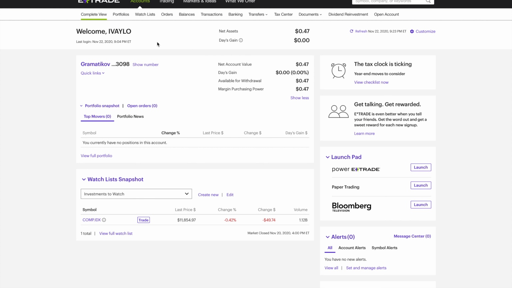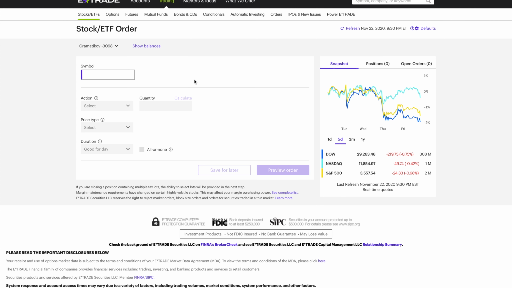This is the default view. So once you log in, you're automatically going to see the accounts. And from here, you can do everything you actually need. You can just go here under quick links. You can select portfolios or trade, transfers. So if we hit trade, we're going to see this window here.